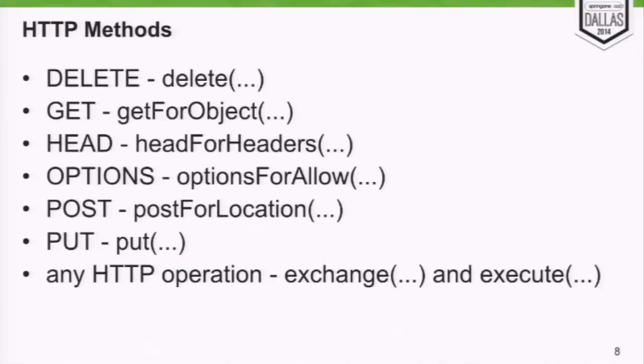So just to review a little bit about RestTemplate, it's been around a while, but it supports all of the major HTTP methods. And as you see here, delete, get, head, options, etc. There's a number of methods for each of these, and that's what the little ellipsis is for. There's a number of overloaded methods for all of those: delete, get for object, head for headers. All of those eventually drill down to an exchange and execute. So if you want to just go straight to the source, you can use an exchange or execute method.